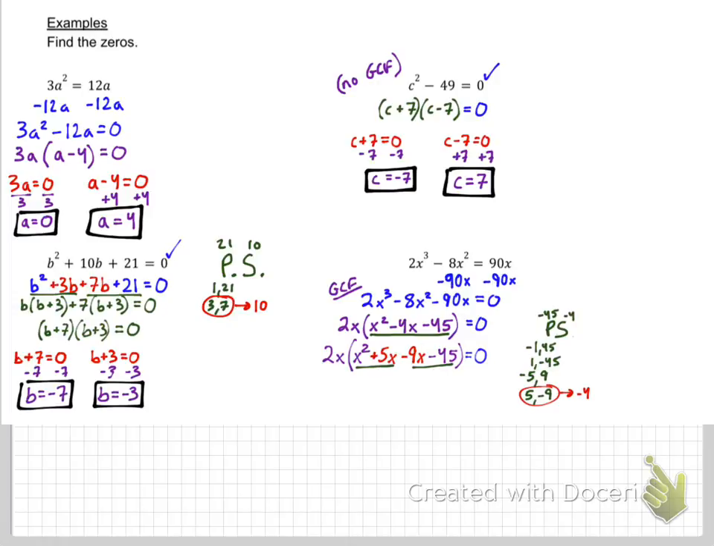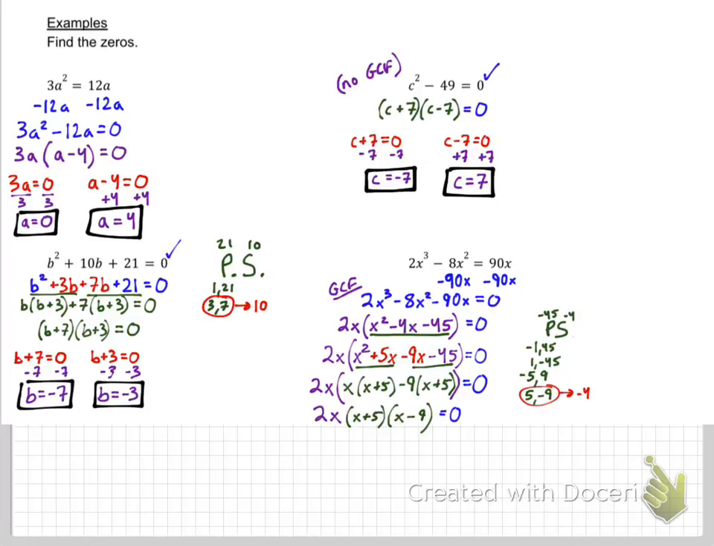Now let's GCF each of those parts. Notice I'm writing the 2x in the very front each time. So the GCF of x squared and 5x is x. The GCF of negative 9x and negative 45 is negative 9. It has to be negative 9 because those x plus 5 and x plus 5 need to be the same. And now we get 2x times x plus 5 times x minus 9 equals 0.